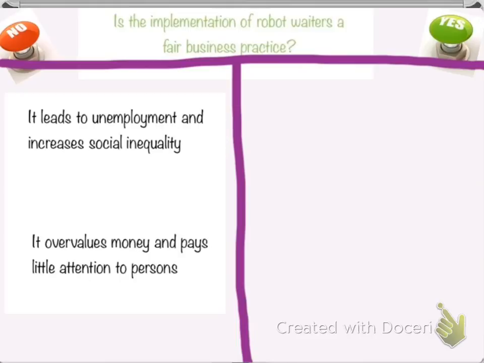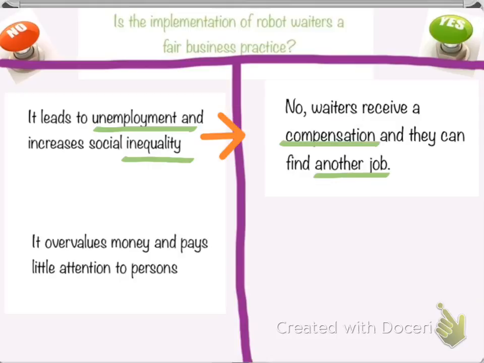Let's make it clearer. In our example, our first argument is focused on unemployment and inequality. Thus, our counter-argument should also be focused in these two elements. The pro-argument could be: the implementation of robot waiters does not lead to unemployment or cause social inequality, for human waiters receive a compensation when being fired and they can find another job.